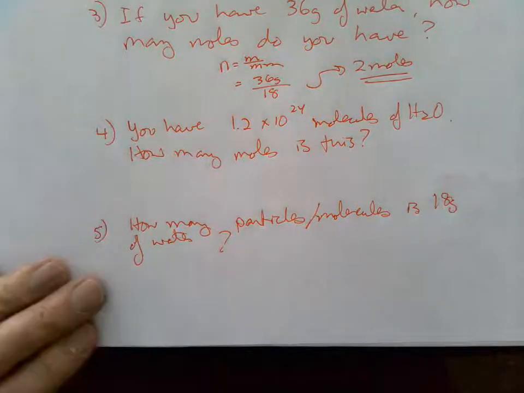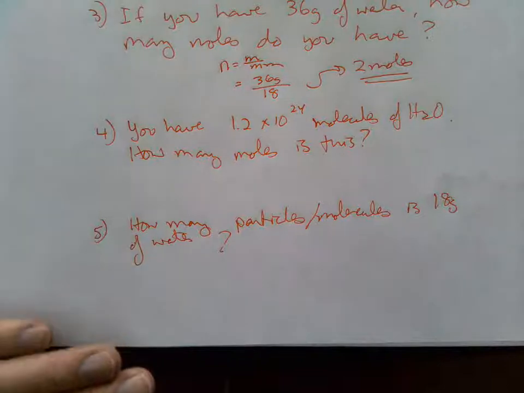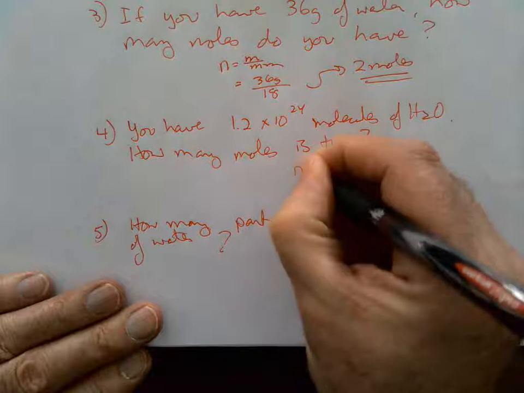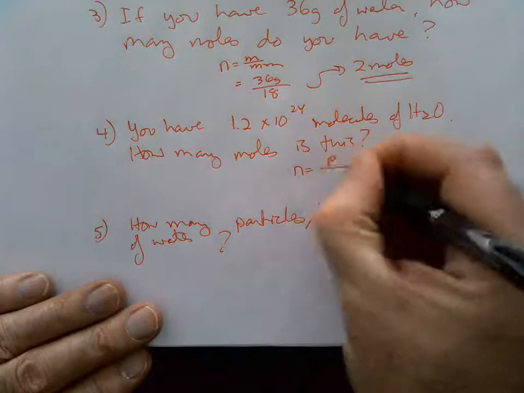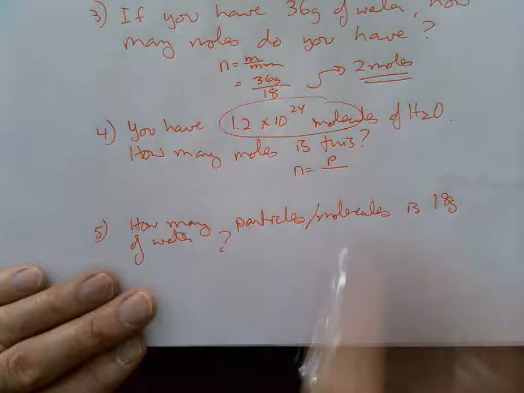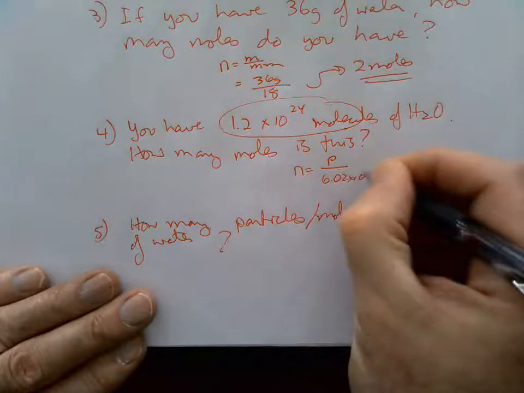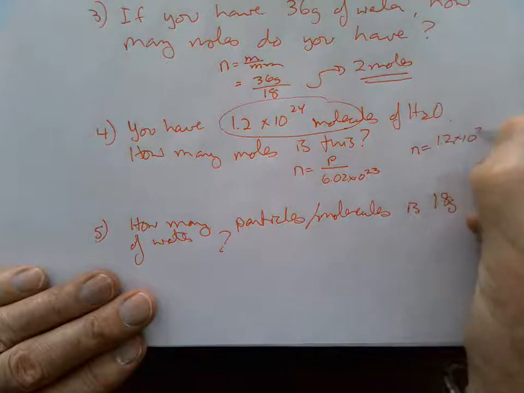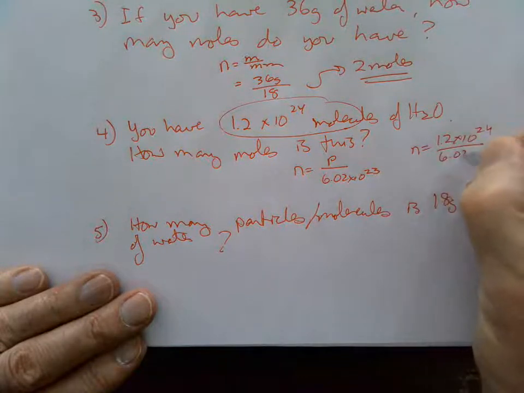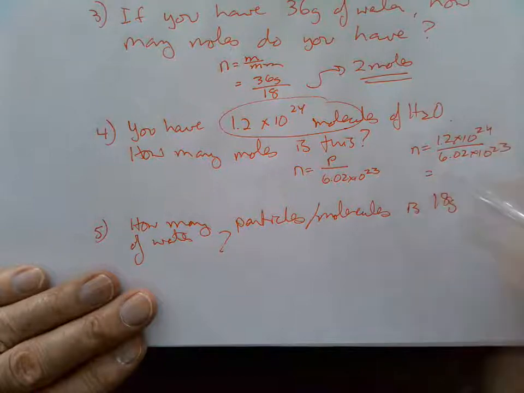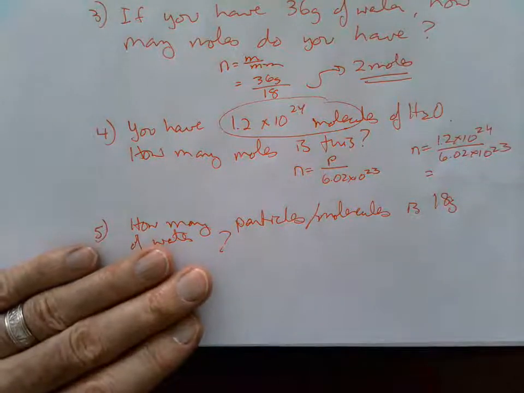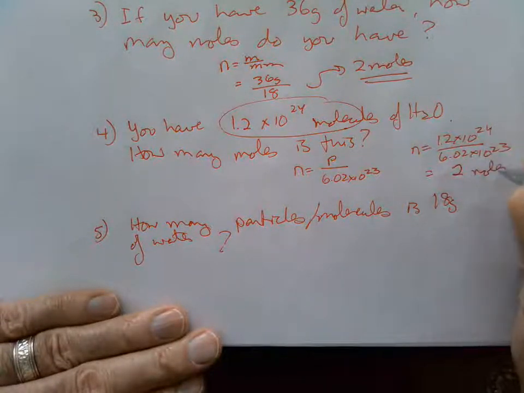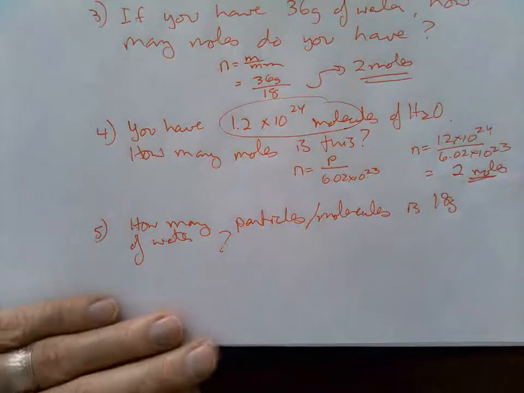You have 1.2 times 10 to the 24 molecules of H2O. How many moles is this? Once again, if you go back to that flow chart, there's only one formula that has particles or molecules in it. And it looks like this. So all we're going to do is insert 1.2 times 10 to the 24 divided by 6.02 times 10 to the 23. Do this with your calculator to make sure that you can use that calculator. The answer there should be 2 moles. If you've done it right, you should get 2.